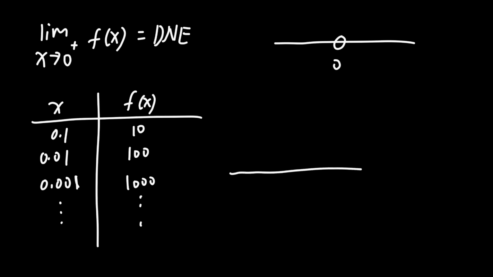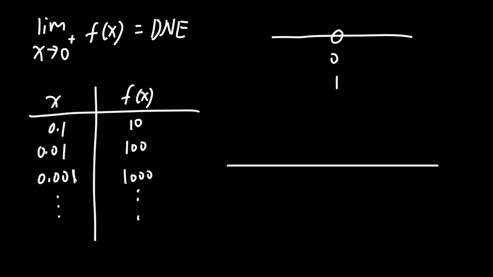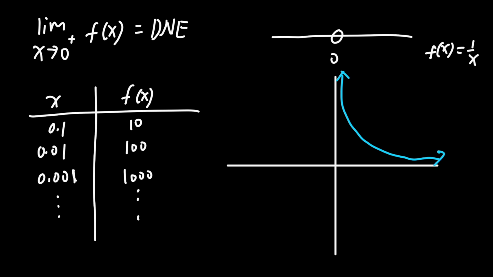So let me give you a visual here of what that might look like. Here's the graph of the function 1 over x. And it roughly looks like that. This arrow means it goes on infinitely. It goes on and on, but I cannot draw it because the space is limited. We don't have a lot of space.